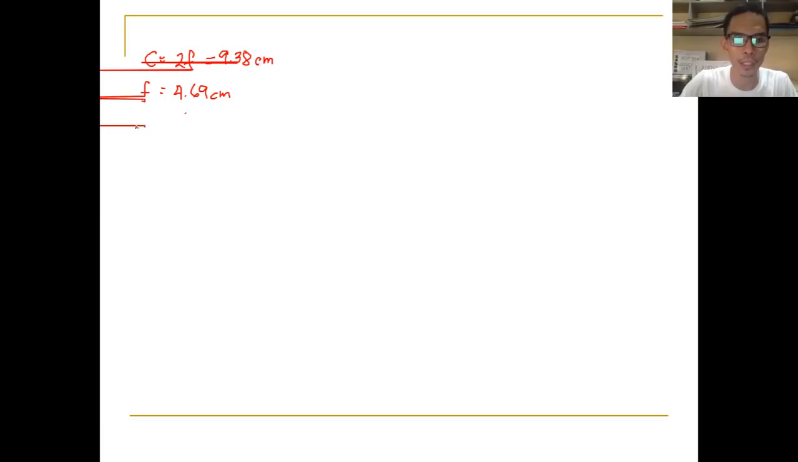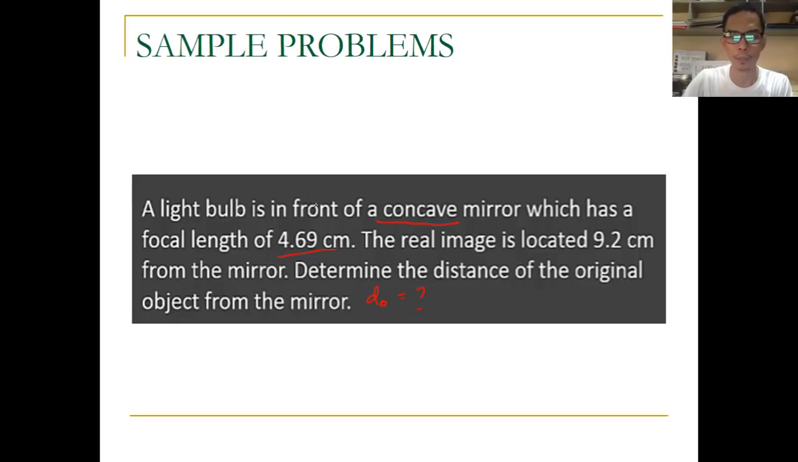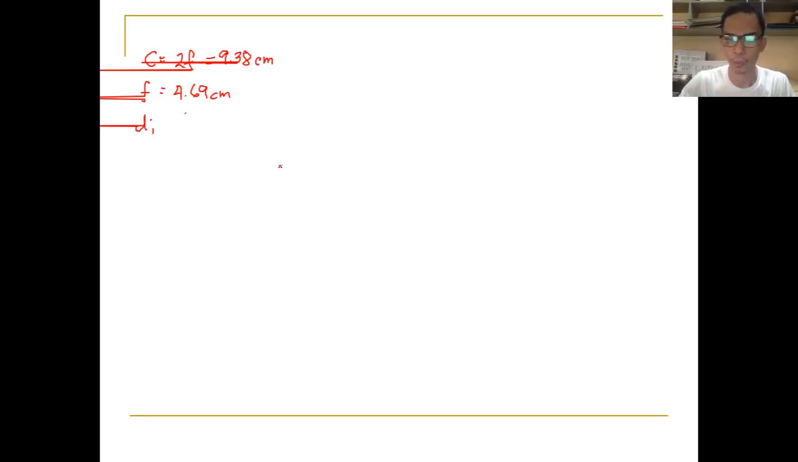Next, what is the distance of the image? Based on the problem, the distance of the image is 9.2 cm. My drawing pad is not working again. We are asked to find the distance of the object, so we will use the formula 1 over F is equal to 1 over d sub o plus 1 over d sub i.